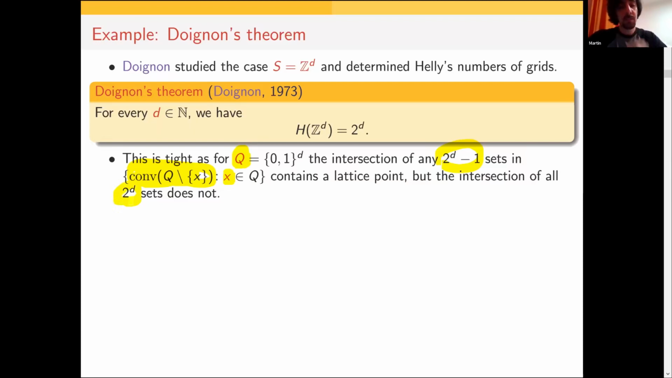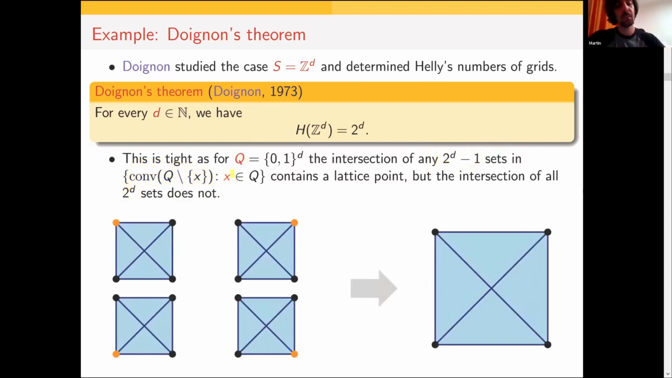This is because if we have 2 to the d minus 1 sets, then there is one element x that was not removed and is in all of them, and this lies in the intersection. But if we look at all the 2 to the d sets, then each one of them has some element x removed, and therefore none of the lattice points can be inside the intersection, because each of the points from {0,1} to the d was removed in one of the sets, and therefore the intersection doesn't contain an element of the lattice. Here there is a picture of it.